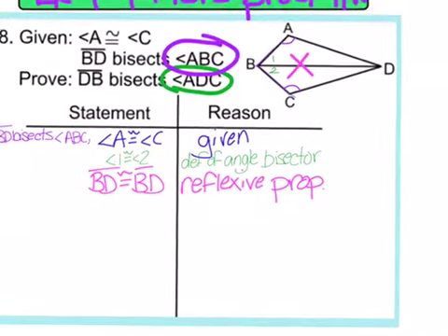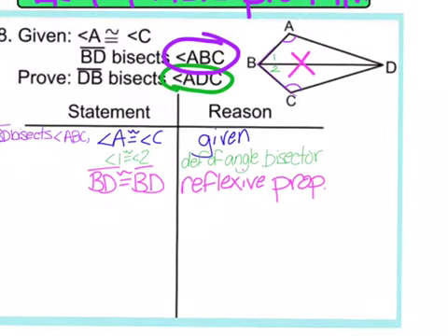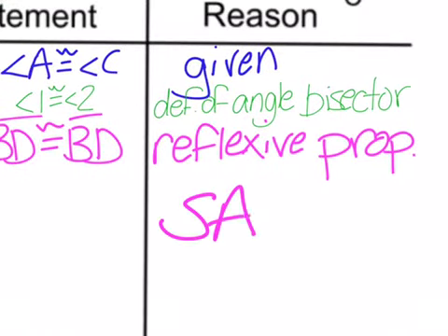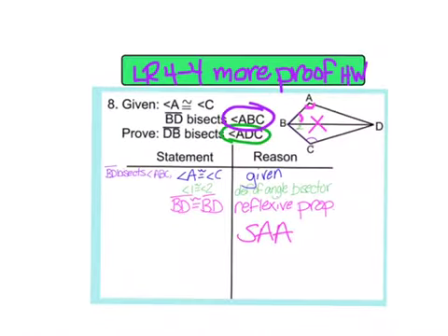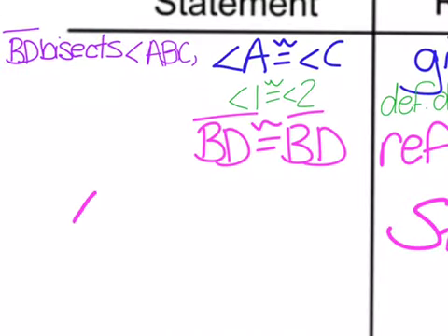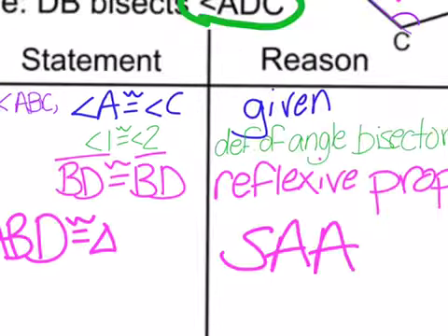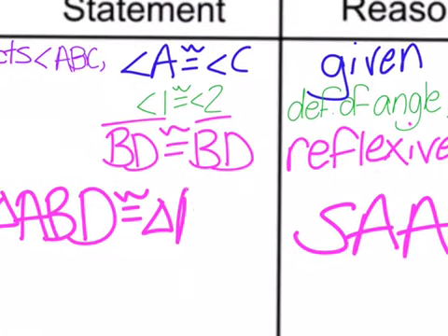Okay. And it looks like angle A and angle B are marked in angle ABD, and the side between them is not marked. So this is going to be side angle angle. This side is not between the angles. So we can state that angle ABD, or triangle ABD, is congruent to that other triangle, which is ACD.